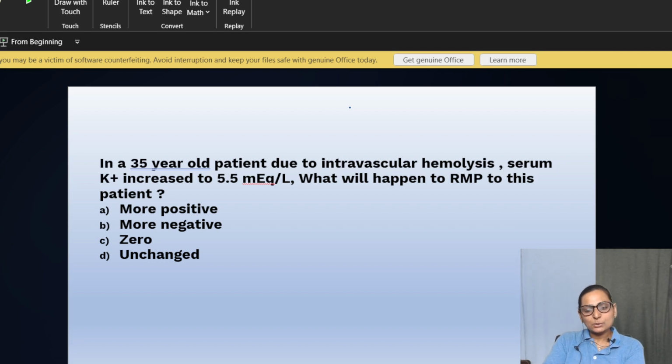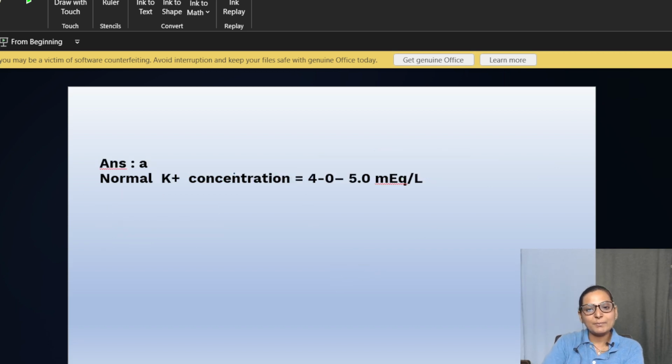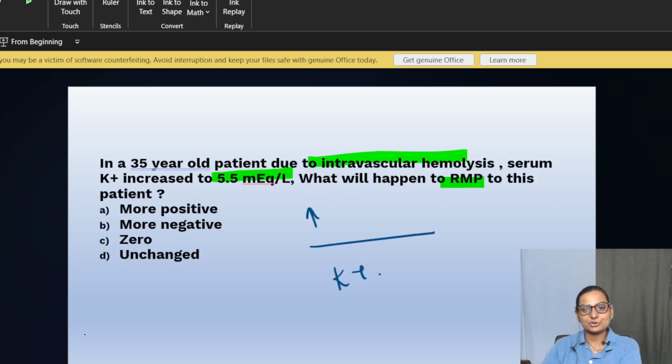Now, this is a question which I have taken from the last INICET, and I'll correlate it to the question which had come this time. In a 35-year-old patient, due to intravascular hemolysis, potassium has risen to 5.5. What will happen to the RMP? Now see, the normal range of potassium is 4 to 5, right? 4 to 5, and here we have raised the potassium.